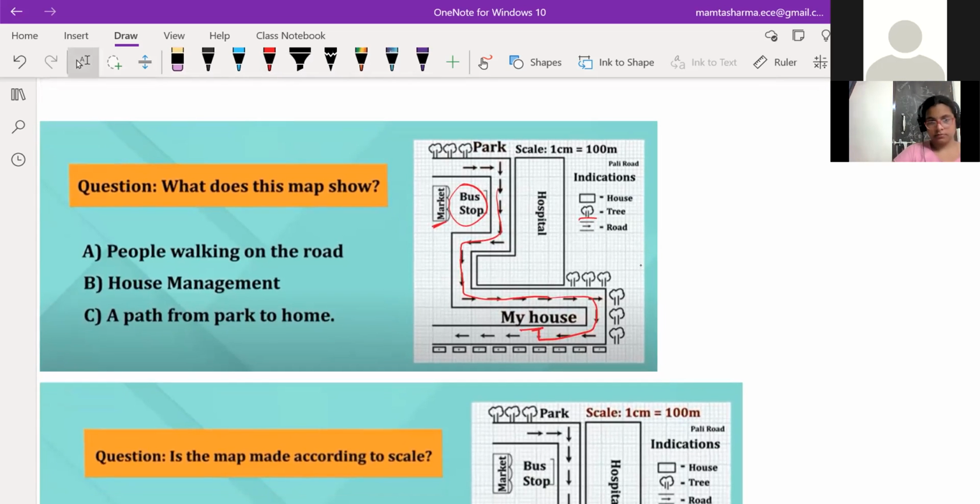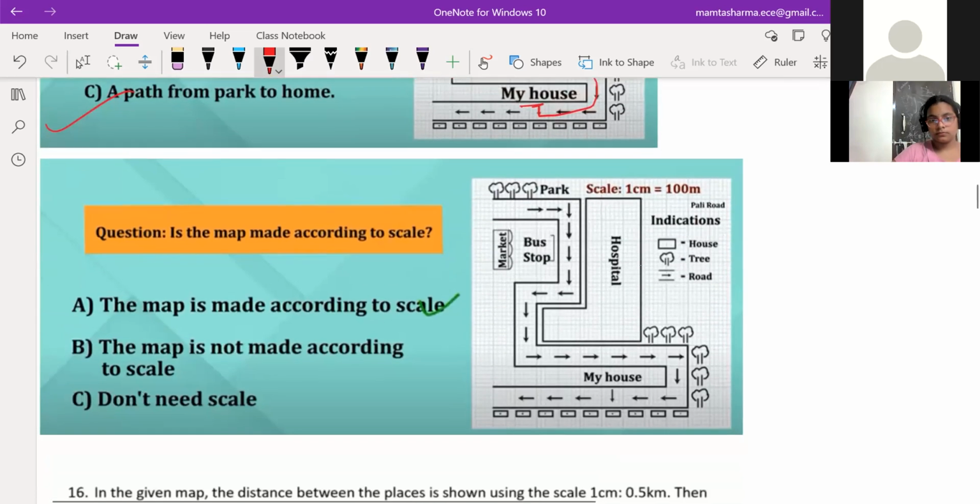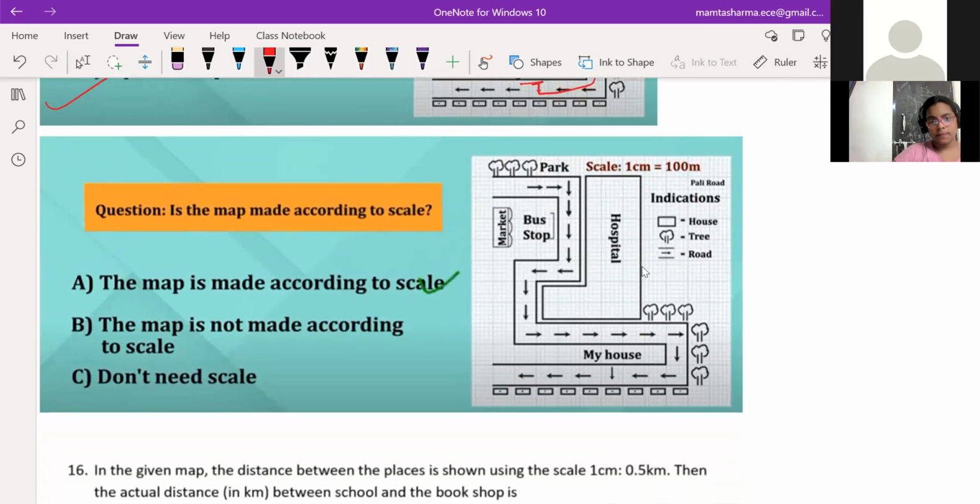So can you give this answer? What does this map show? A path from the park to home. Yes, a path from the park to home is given. Now see, in the same map, is the map made according to the scale? Yes, the scale is given. For every map, in the right side corner, the scale will be given: 1 centimeter equal to 100 meters. 100 meters is taken as 1 centimeter for drawing this map.